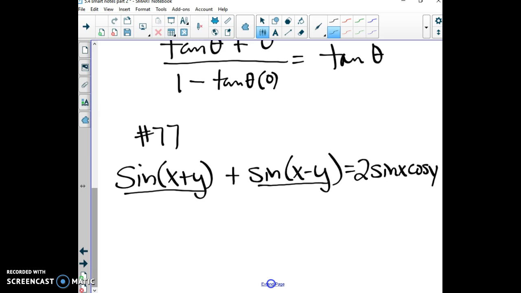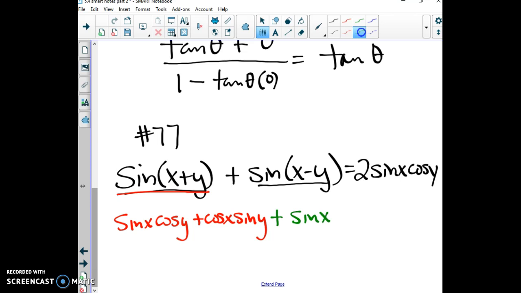So I'm going to go ahead and simplify this first part, sine x plus y. We know sine x plus y is sine x cosine y plus cosine x sine y. And the second part, sine x minus y, is sine x cosine y minus cosine x sine y.